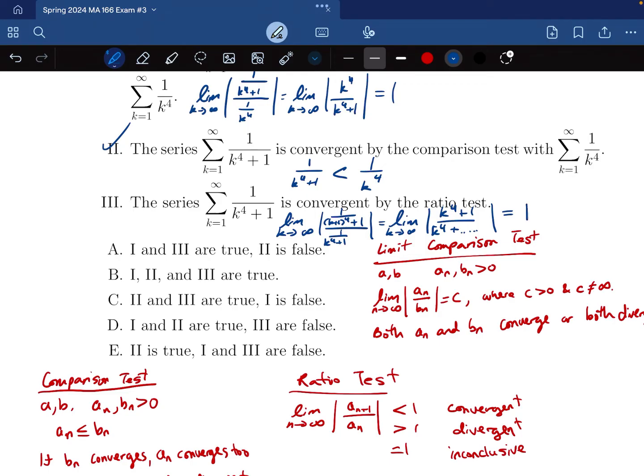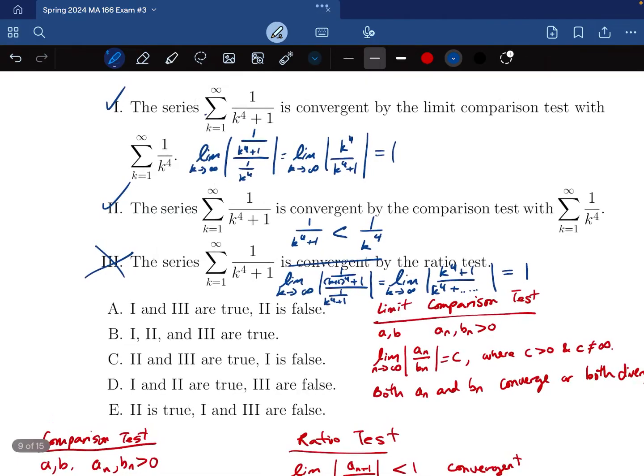And according to the ratio test, if the limit is equal to 1, our results are inconclusive, meaning that we cannot conclude for certain whether the series is convergent or divergent. So we cannot conclude that this is convergent, making statement 3 false. So the correct answer would be, since 1 and 2 are true and 3 is false, the correct answer is D.